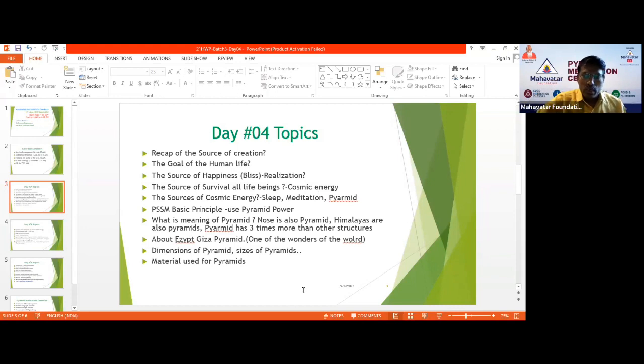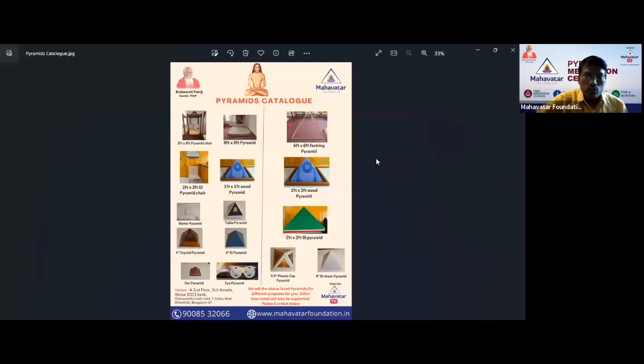Just observe, I'll show you one. So let me show you. See, these are the various pyramids. You can see the shape of the pyramid anywhere here. A lot of types of pyramids I'm showing you. These are the pyramids we provide in Mahavatar Foundation. We construct all these pyramids and we supply them for different applications, my dear friends. I'll be going through that in this session. You can understand them very well. So I'm showing you the pyramid structure.